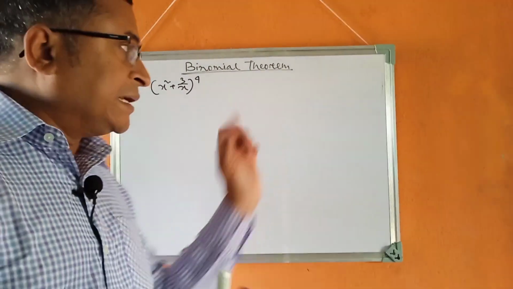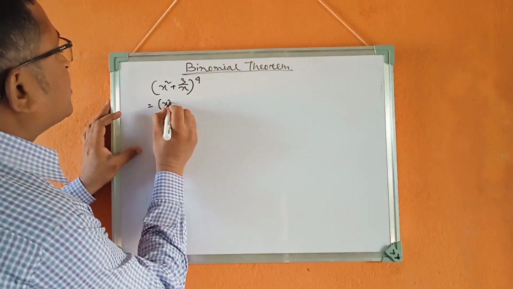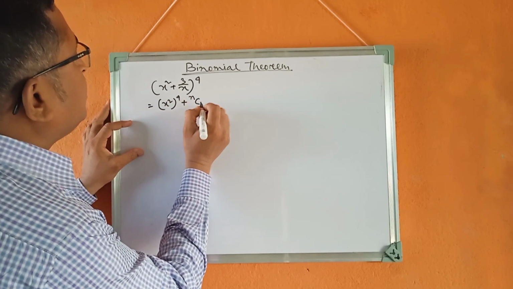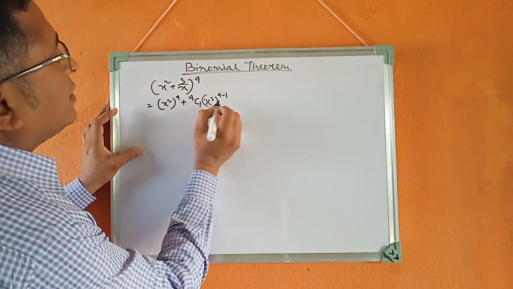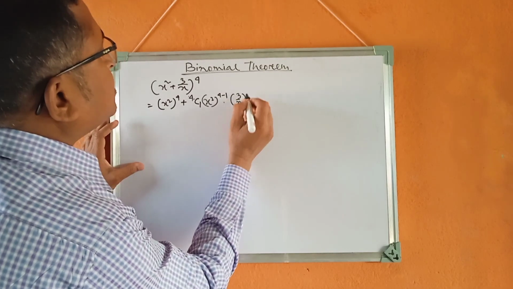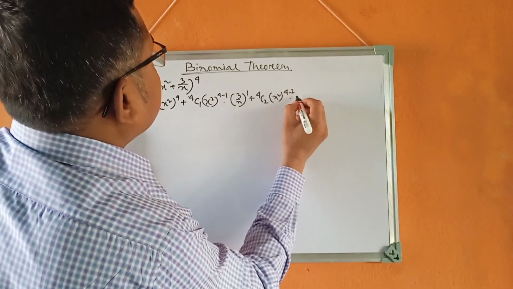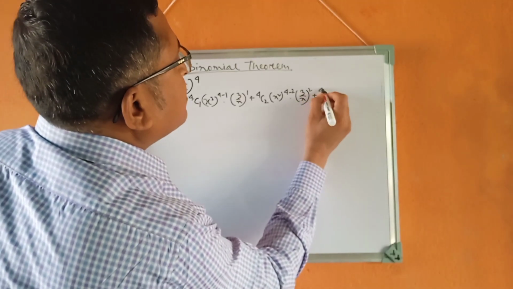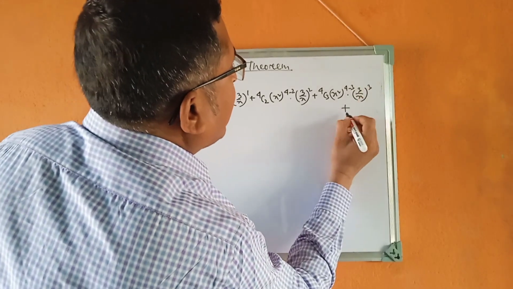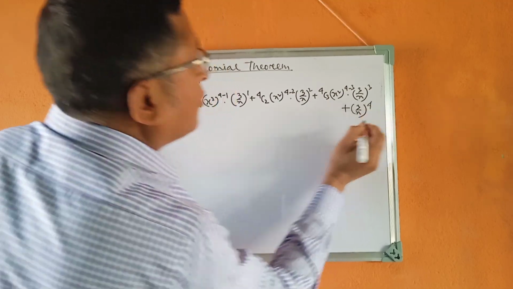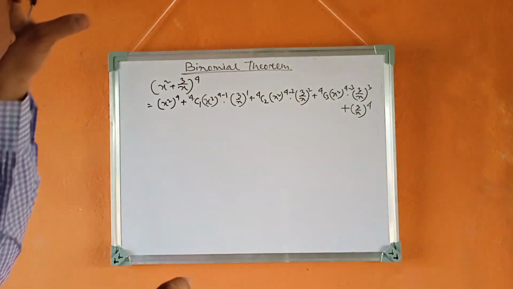How many terms do we get after expansion? That is 4 + 1, 5 terms. First is (x²)^4, plus 4C1 (x²)^(4−1) (3/x)^1. Next is 4C2 (x²)^(4−2) (3/x)^2. Next is 4C3 (x²)^(4−3) (3/x)^3, plus the last term (3/x)^4. Check the number of terms: 1, 2, 3, 4, 5.